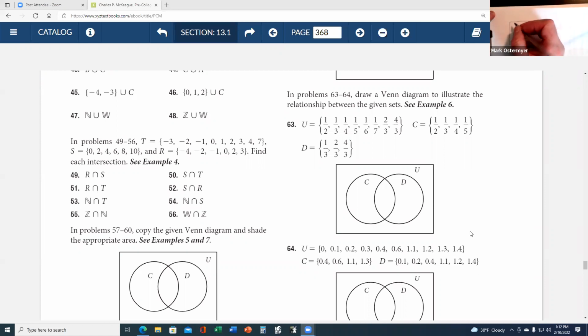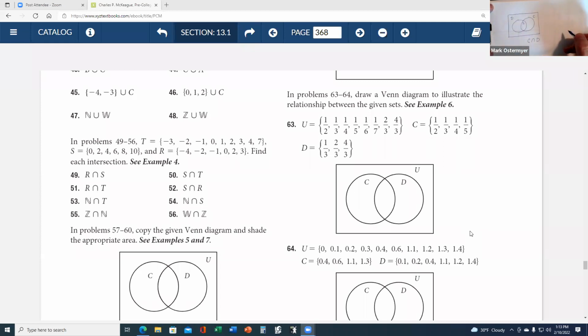Well, those would be the elements that are common to both sets, C and D, right? And what elements are common between sets C and D, which really means we're finding the intersection of sets C and D. 1/3 is in D and 1/3 is also in C. So 1/3 would be found in the intersection of C and D.